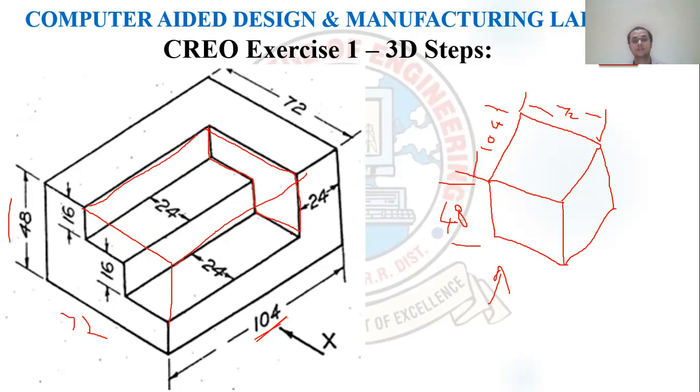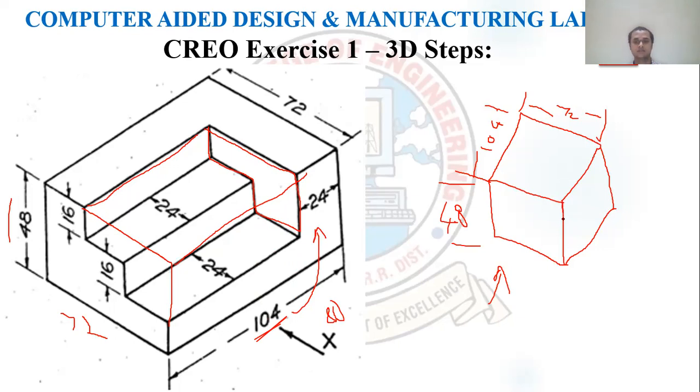I need to calculate how much extrude cut I am giving. The total distance is 104, so 104 minus 24, you have to give an extrude cut of 80. You have to create the L shape, and then make an extrude cut of 80. For generating the L shape, you have to use this horizontal line and this vertical line as reference lines.